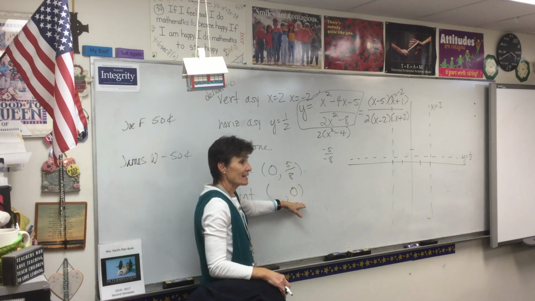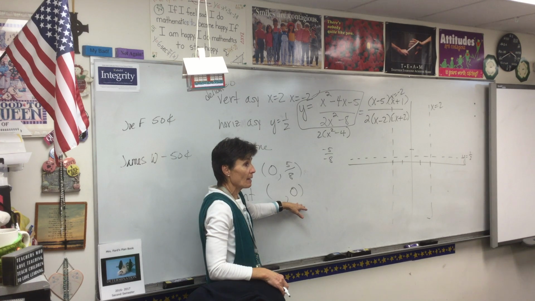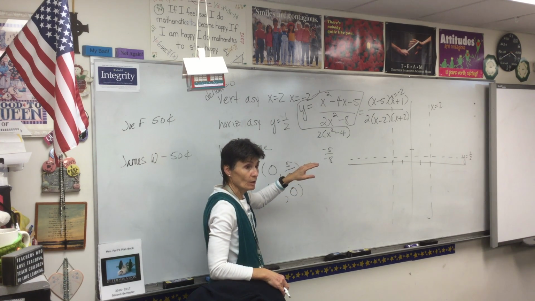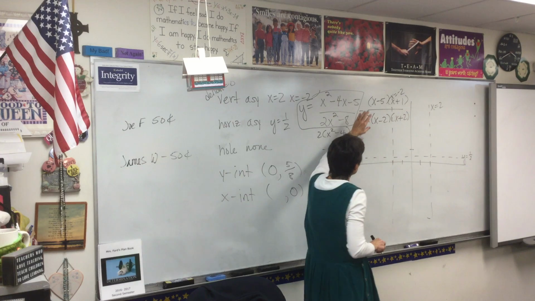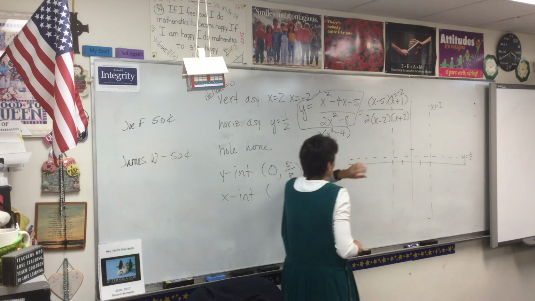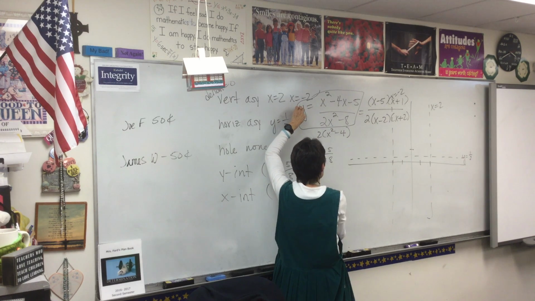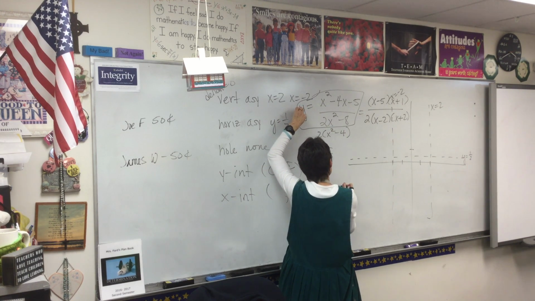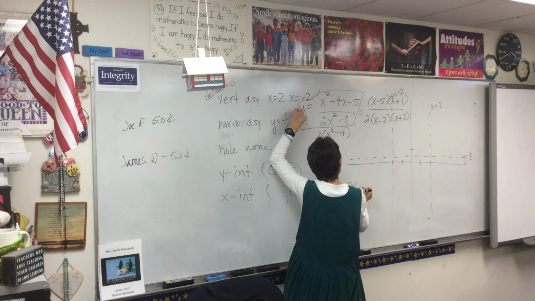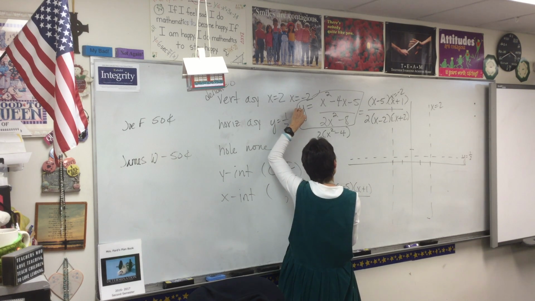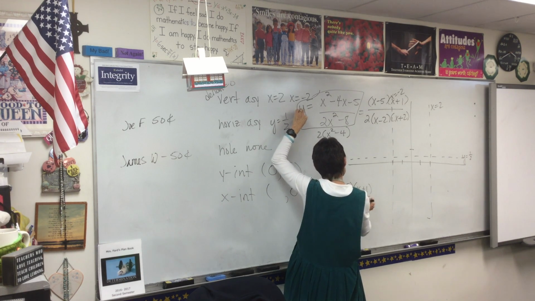Now, how do I get an x-intercept? I put 0 in for y. So I'm going to come over here and look at this one that's already factored. And I'm going to put 0 in for y. So 0 equals (x minus 5)(x plus 1) over (2x minus 2)(x plus 2).